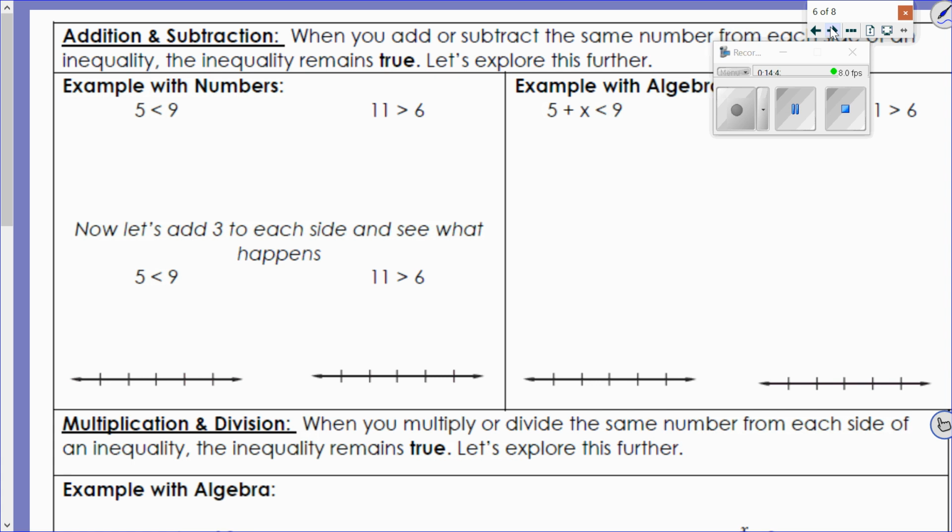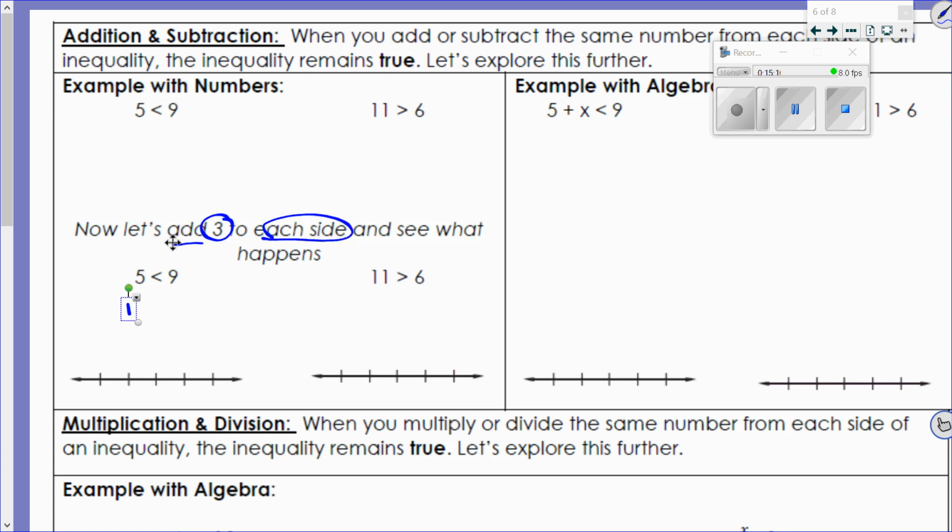Okay, we're going to go through this concept again. We've already covered it when we talked about subtraction property of equality, addition property of equality. But it actually works with inequalities as well. So if I have 5 less than 9, is that true or false? True. 11 greater than 6, is that true or false? True. Now let's see what happens if I add 3 to each side.